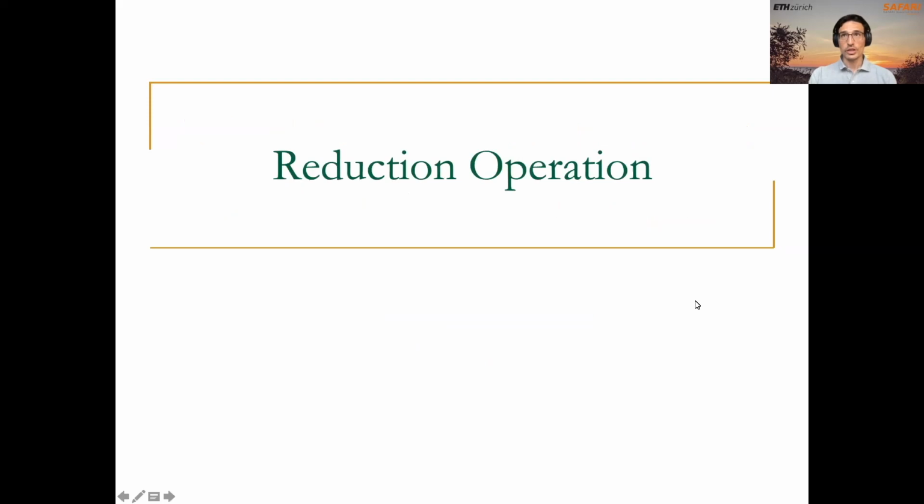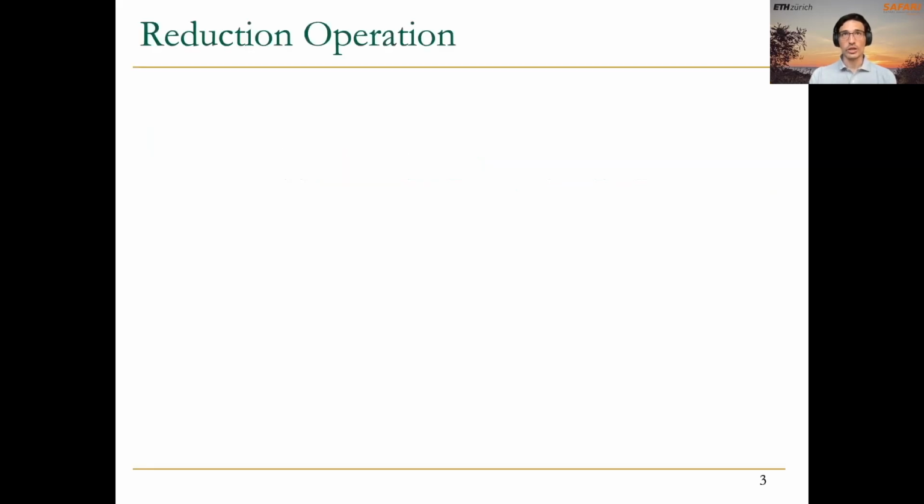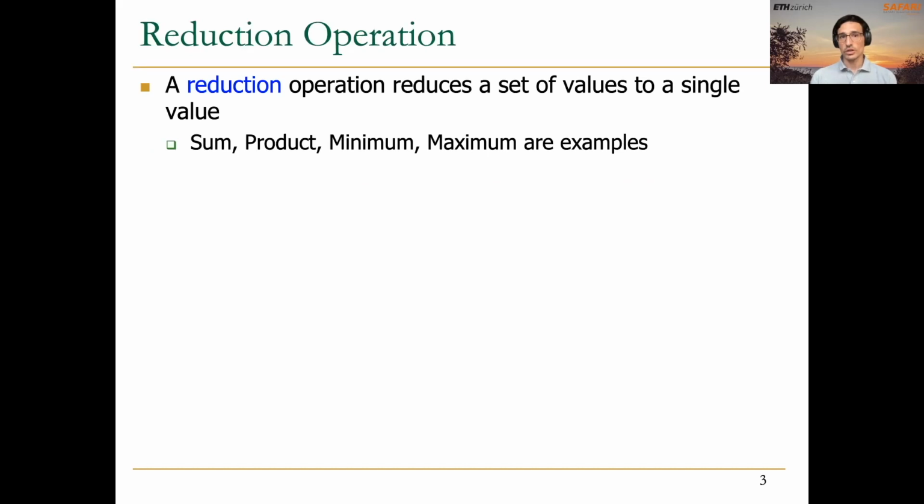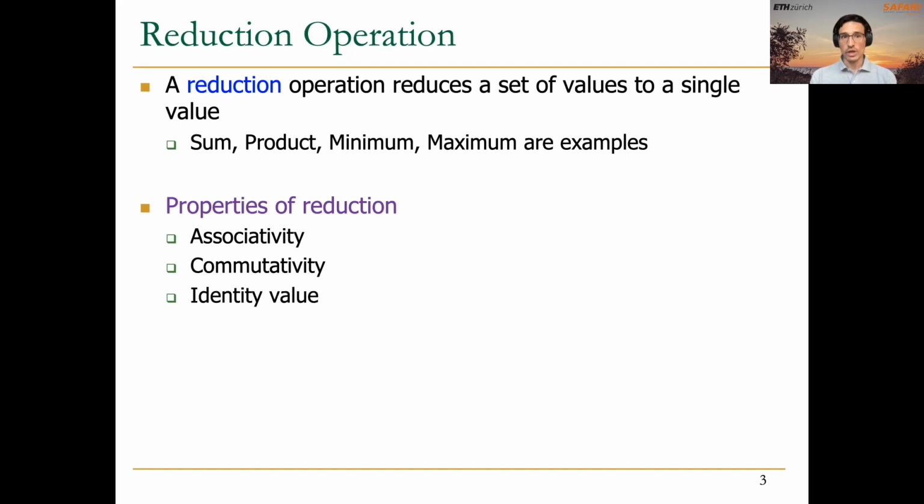Before we go into the details about the histograms, let me very quickly remind you what we covered in our previous lecture. We talked about another parallel pattern, the reduction operation. As you may remember, a reduction is an operation that reduces a set of values to a single value, and it uses an operator that might be addition, product, minimum, maximum. This operator needs to have some properties. It needs to be associative, commutative, and have an identity value. For example, in the case of addition, this identity value is 0.